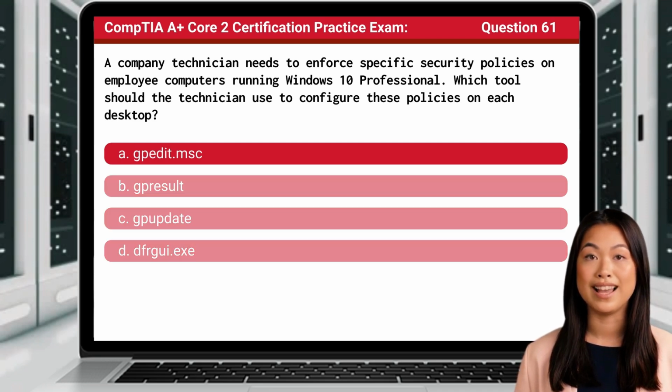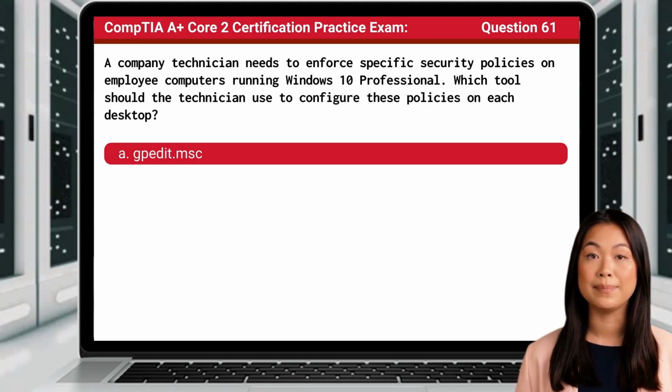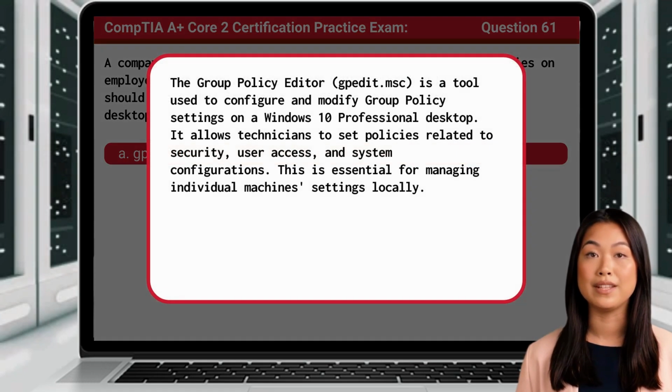The answer is A. gpedit.msc. The Group Policy Editor is a tool used to configure and modify group policy settings on a Windows 10 Professional desktop. It allows technicians to set policies related to security, user access, and system configurations. This is essential for managing individual machine settings locally.